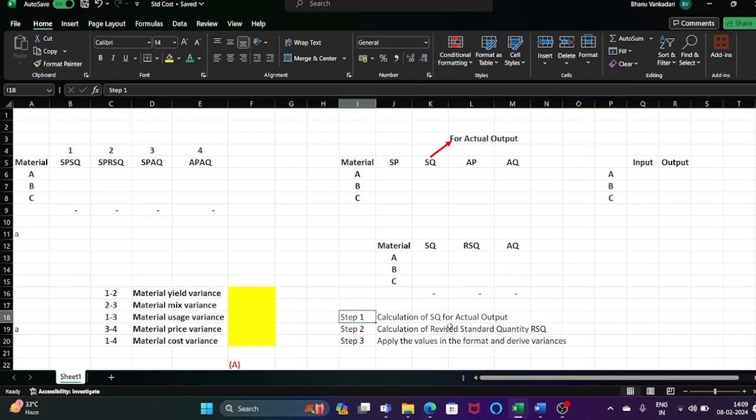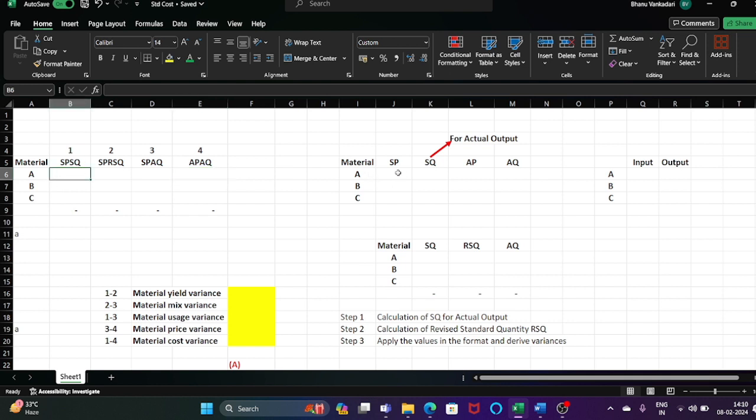These are the steps we need to follow. Step 1 is calculation of standard quantity for actual output, based on our input-output ratio. The second step is calculation of revised standard quantity, which is your total actual quantity consumed apportioned on the basis of standard quantity. Apply these values in the format and derive the variances. After calculating these two, you apply them in this format, then you can derive these variances.